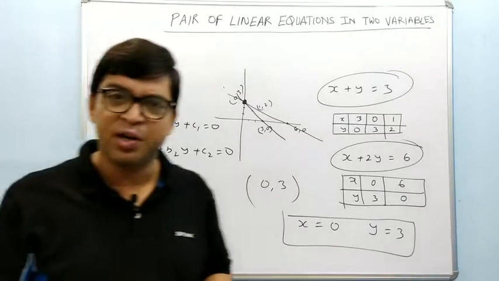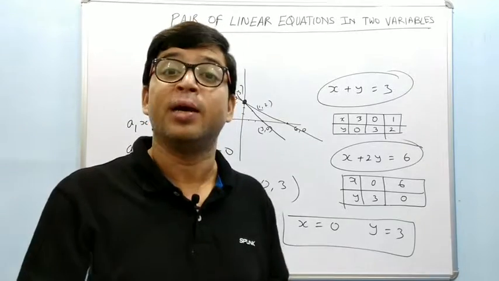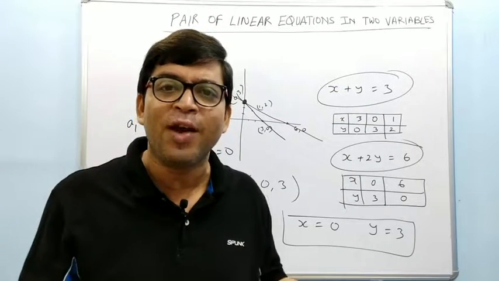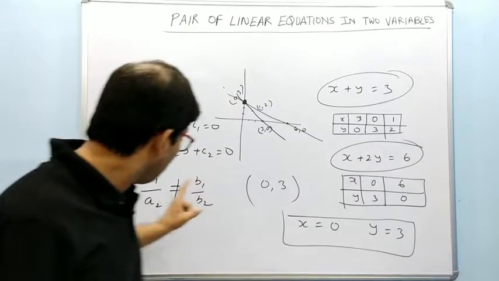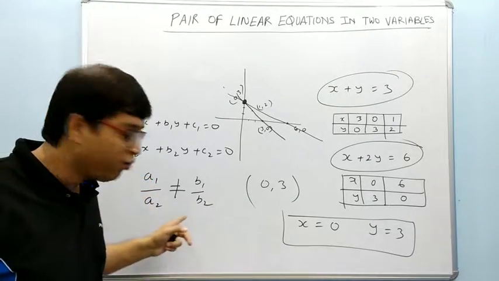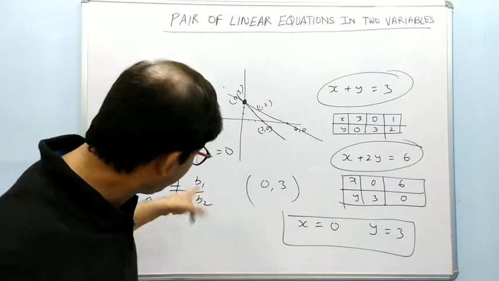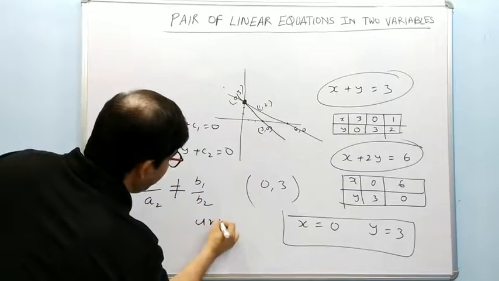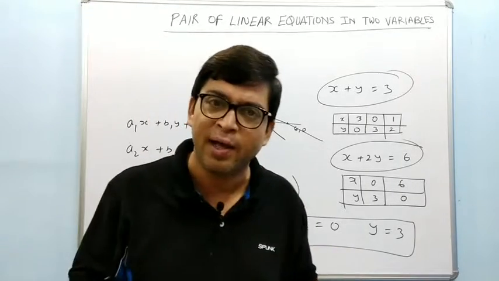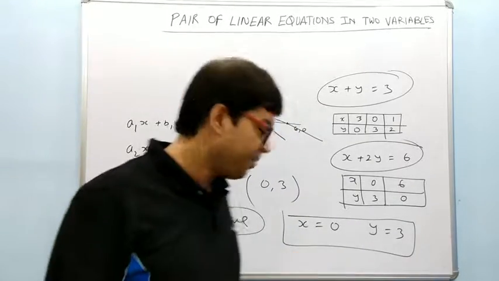the given equation definitely has a solution, and the solution is unique. What is the meaning of unique? Unique means single. So you will get a single value of x and a single value of y. So anytime two equations are given, you first check whether a1 by a2 is not equal to b1 by b2 or equal to that. If not equal to that, the solution is unique and there is a solution. You will definitely get the value of x and y. Later on we will use the algebraic method to solve the equations.